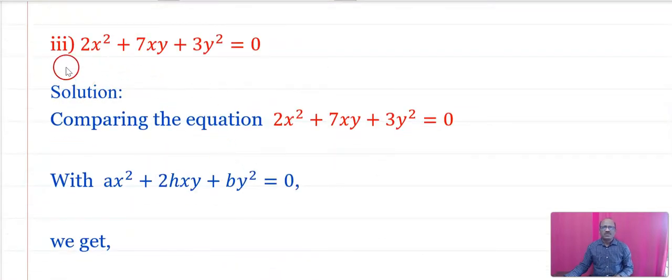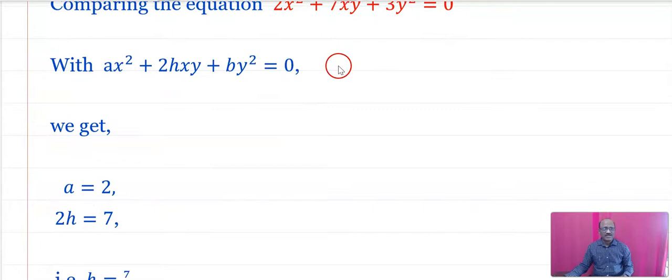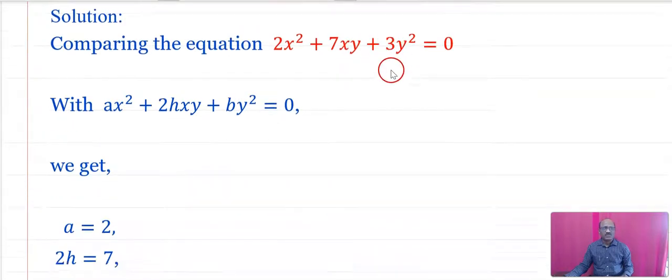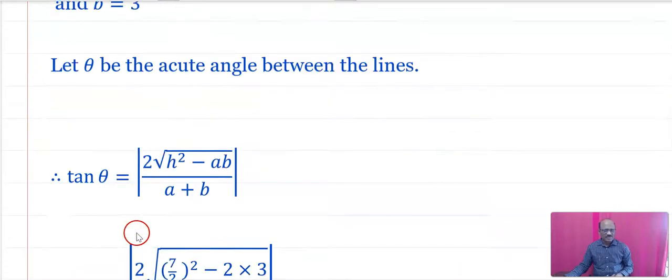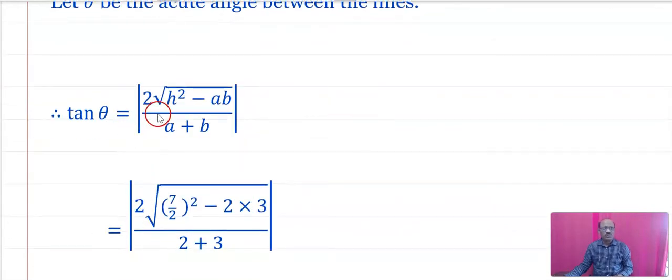Next question, 2x square plus 7xy plus 3y square is equal to 0. Comparing the equation 2x square plus 7xy plus 3y square is equal to 0 with ax square plus 2hxy plus by square is equal to 0, we get a is equal to 2 and 2h is equal to 7. Therefore, h is equal to 7 by 2 and b is equal to 3. Let theta be the acute angle between the lines. Therefore, tan theta is equal to mod of 2 root of h square minus ab upon a plus b. That is mod of 2 root of 7 by 2 bracket square minus 2 into 3.